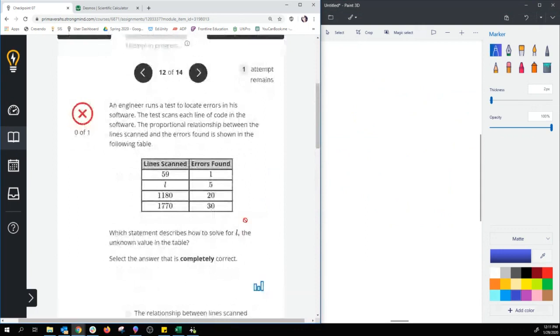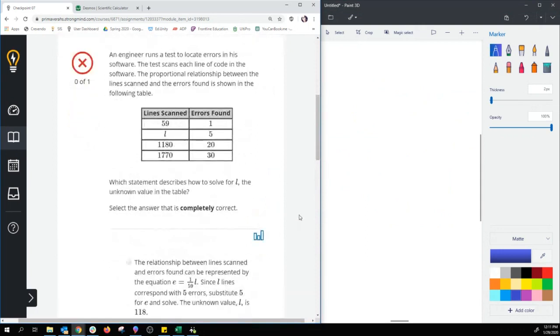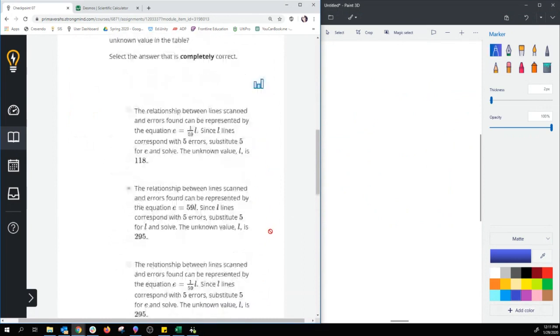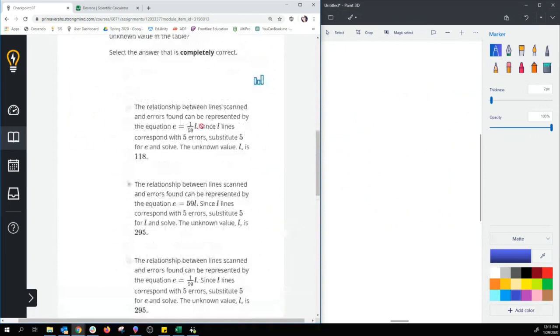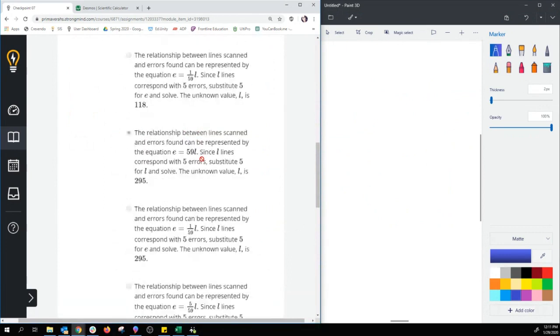All right. An engineer runs a test to locate errors in his software. The test scans each line of code in the software. The proportional relationship between the lines scanned and the errors found is in the following table. Which statement describes how to solve for L? Well, let's read through these first, because I think it might be easier. The relationship between lines scanned and errors found. Okay.